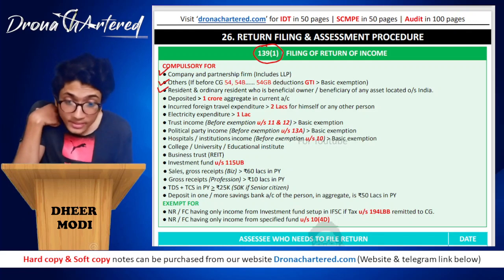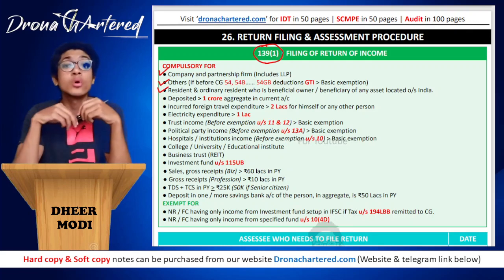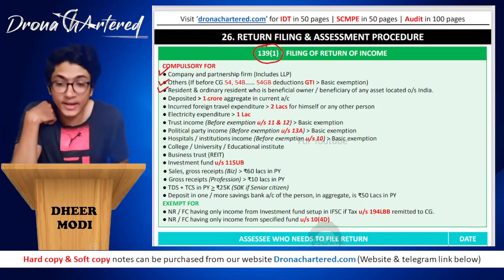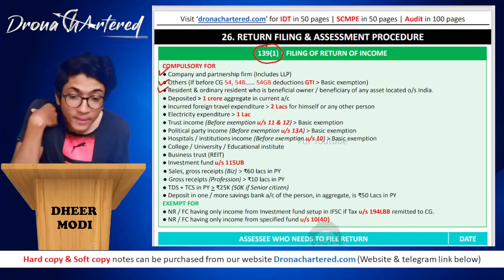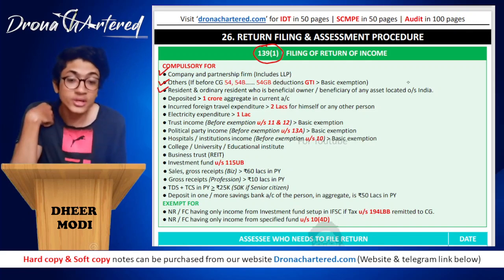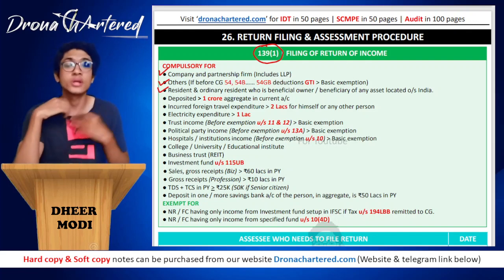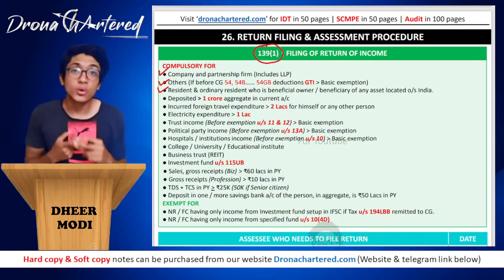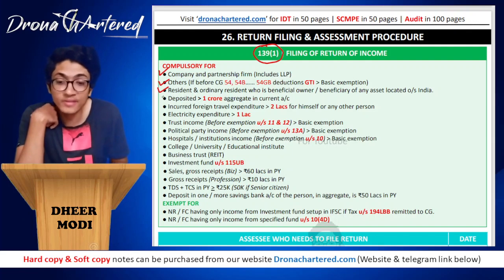Okay. Resident and ordinary resident. We will be covering this. What is the ordinary resident? What is the resident? This we will be doing in your NR taxation. So resident and ordinary resident, who is the beneficial owner or beneficiary of any asset located outside India. If you are first of all resident and ordinary resident, and you have an asset outside India whose beneficial owner you are, in such a case, you have to compulsorily file your return of income.